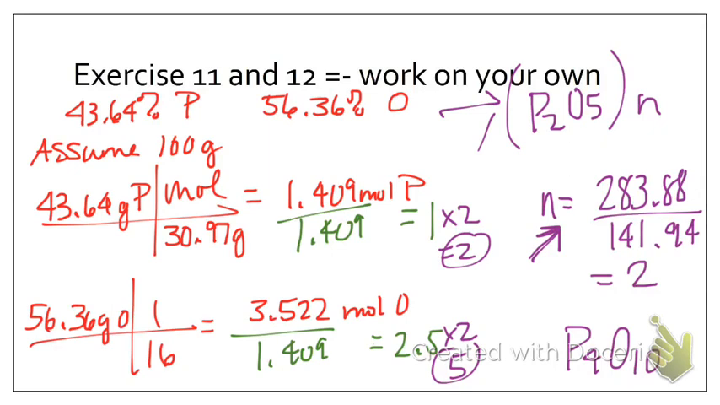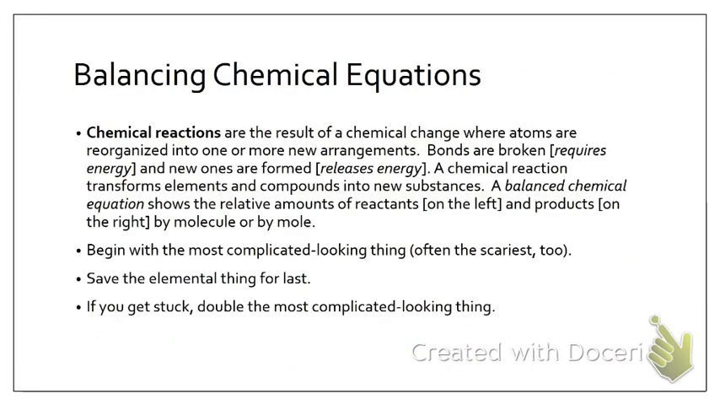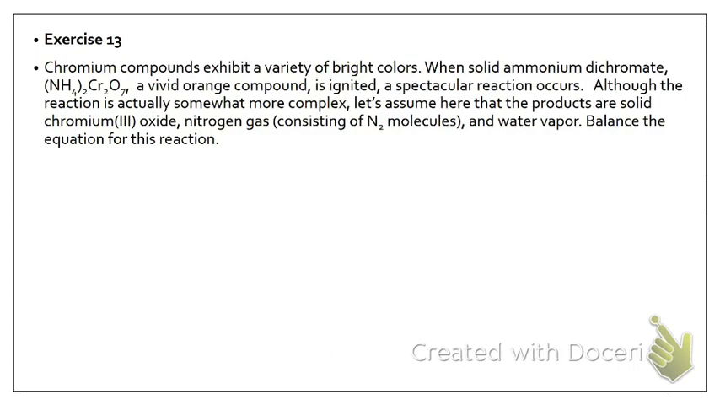Okay, so that brings us to balancing chemical equations. That should be a very quick refresher for you guys. So exercise 13, it's given us some chromium compounds. It tells us we have solid, this is where practicing our naming comes in. We have solid ammonium dichromate, okay?